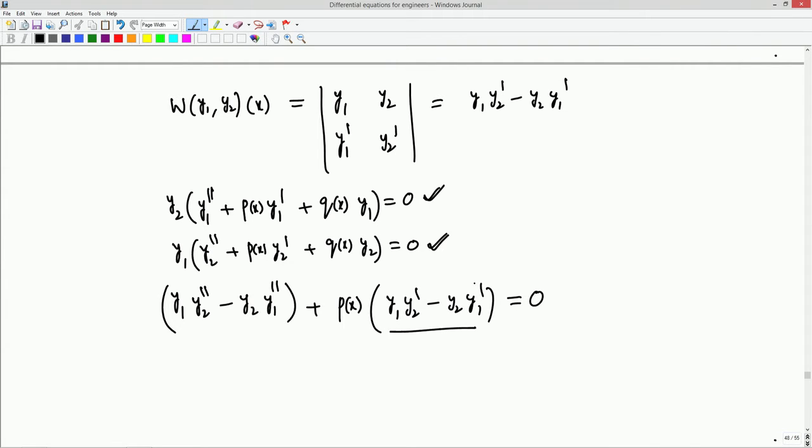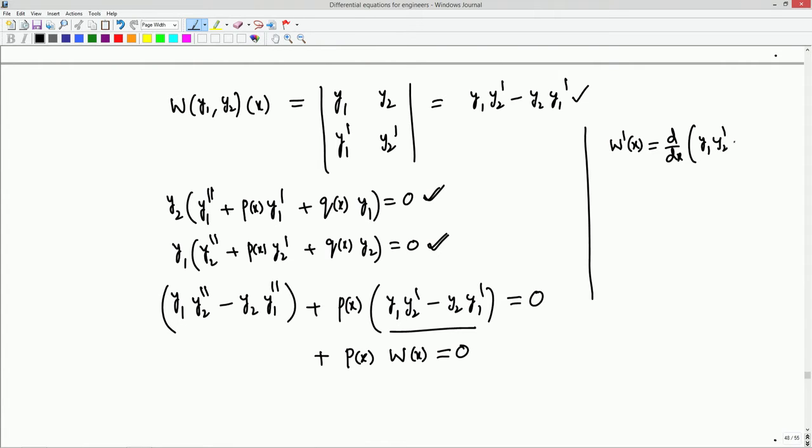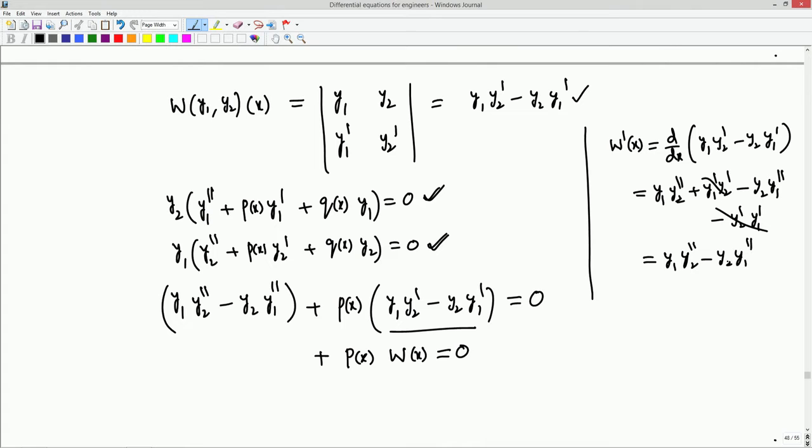So y1 y2 dash minus y2 y1 dash is exactly your Wronskian. So I have p(x) into W(x) plus the first term equal to 0. What happens to the first term? Look at W dash of x, the d/dx of the Wronskian. If you calculate d/dx of y1 y2 dash minus y2 y1 dash, you will easily see this is y1 y2 double dash plus y1 dash y2 dash minus y2 y1 double dash minus y2 dash y1 dash. So this gets cancelled, and what you are left with is y1 y2 double dash minus y2 y1 double dash. This is exactly your W dash of x, so I can replace it with W dash of x. So this is a first order linear ODE, a homogeneous linear ODE, for x belonging to I.